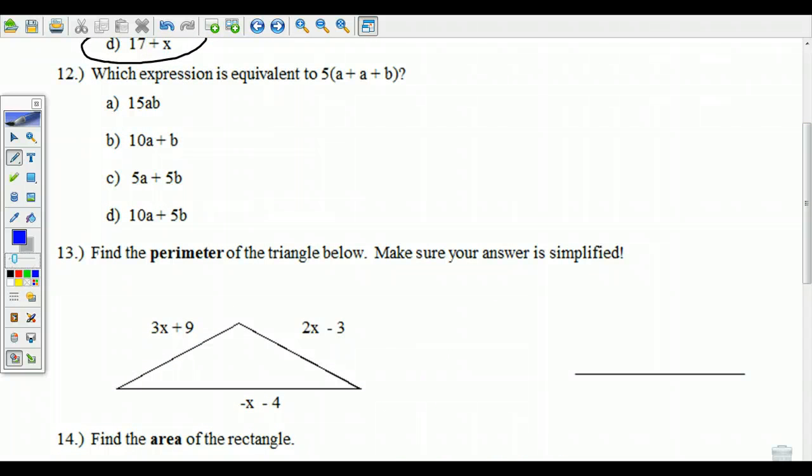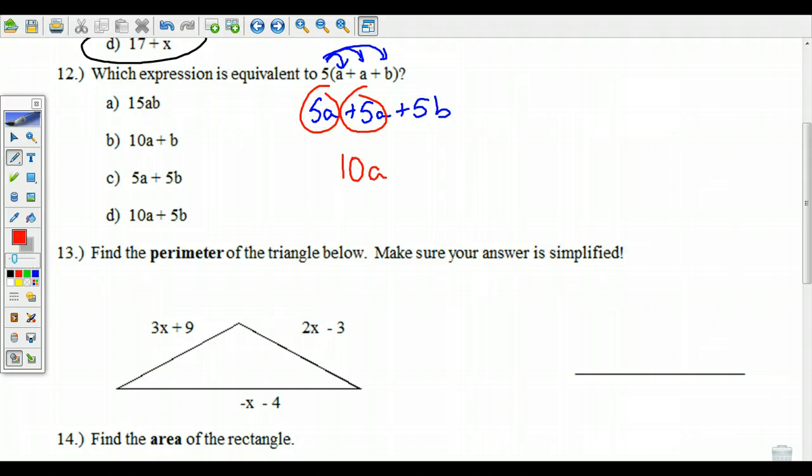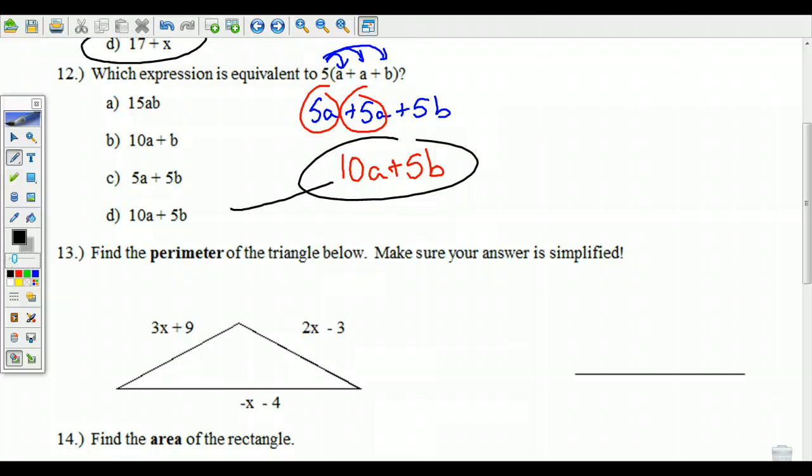All right, number 12. Which expression is equivalent to 5 times a plus b? There are two ways you can solve this one. You can distribute 5 times, which would give you 5a plus 5b. And then you could combine your like terms and get 10a plus 5b. And that's as far as you can go there. So this answer is part D there, right there.